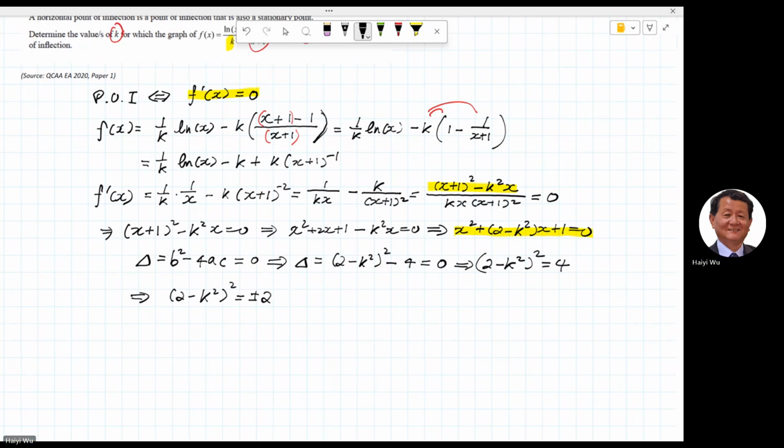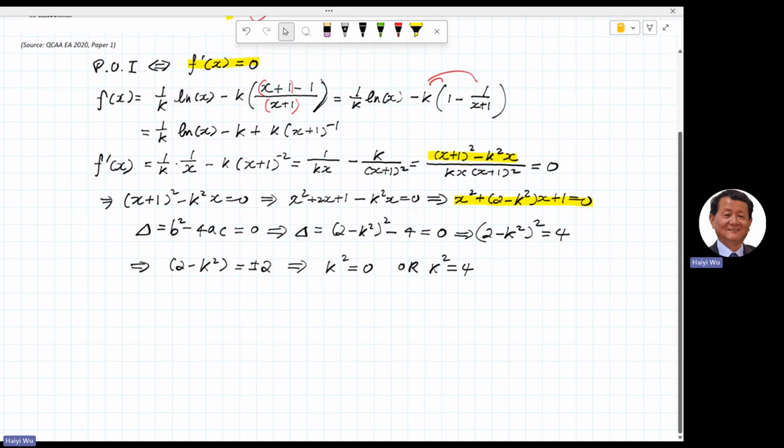Sorry, yeah, we take the square root. Next step, we get k squared either equal to 0 or k squared equal to 4. So these are two values for k squared. The first one, k is 0, or you've got k equal to positive or negative 2.